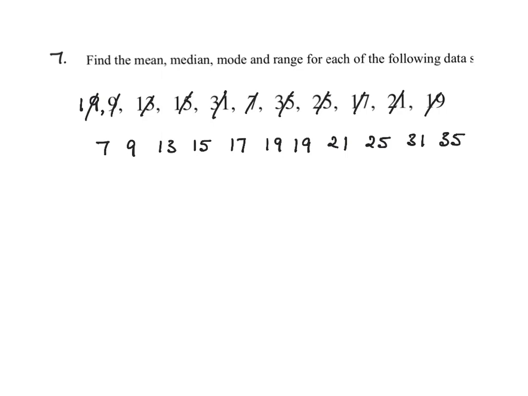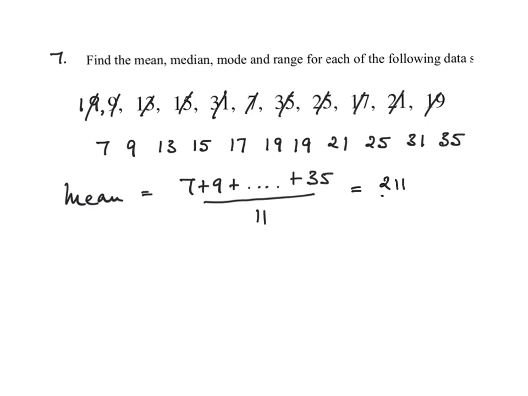We want to work out the mean first of all, so we're going to add all the numbers up together, and then divide by 11. So that gives us 211 divided by 11, which equals 19.2.